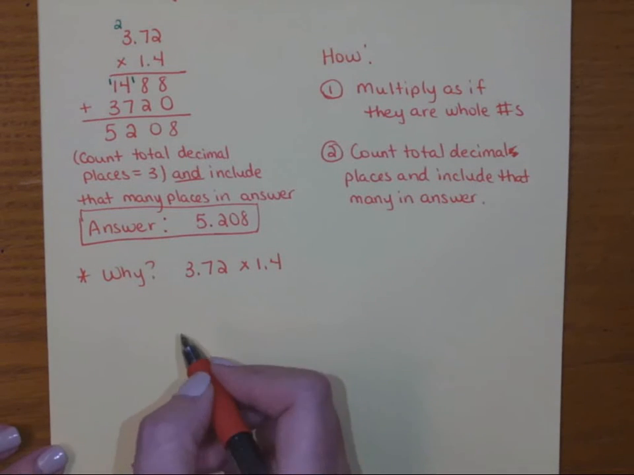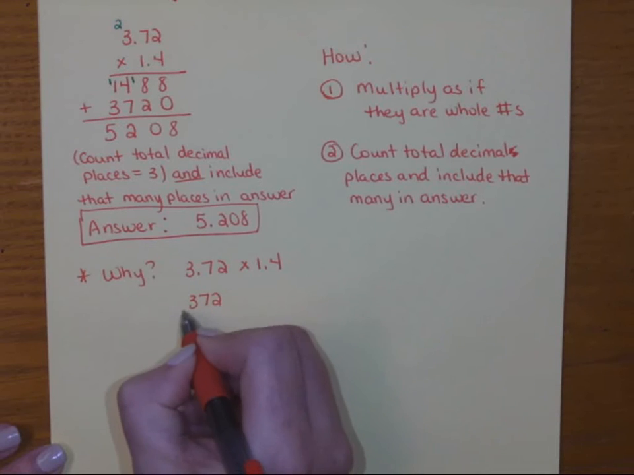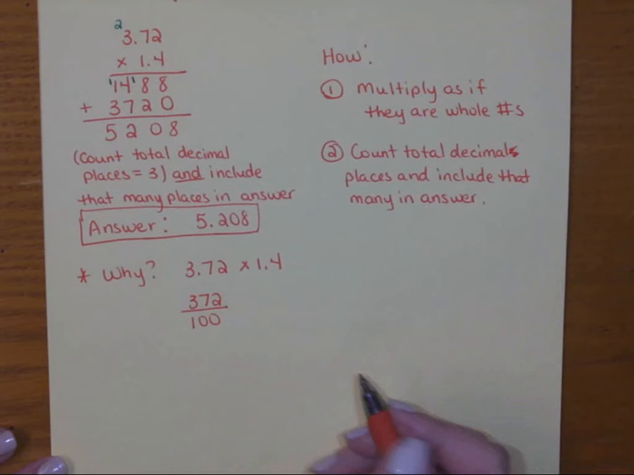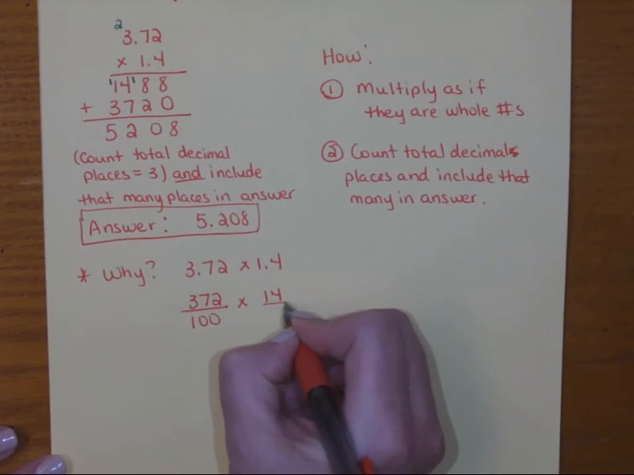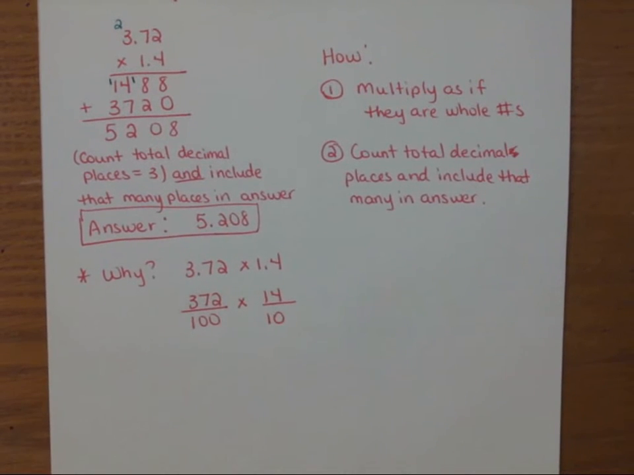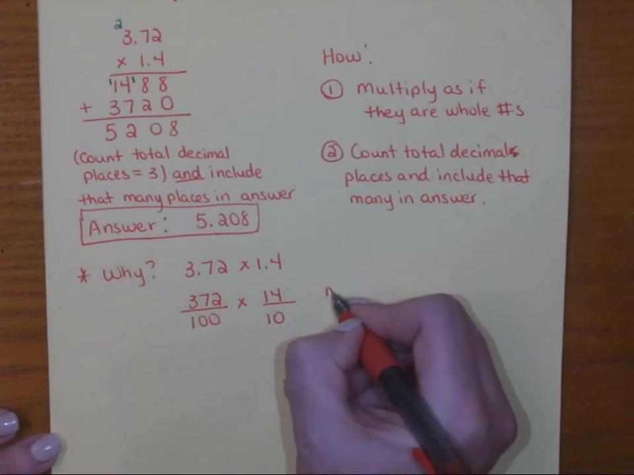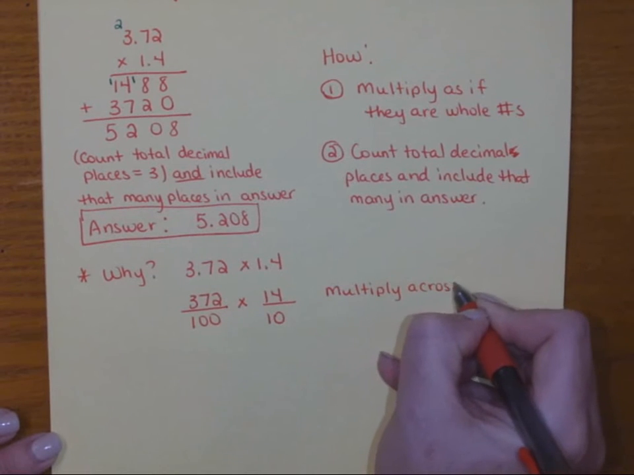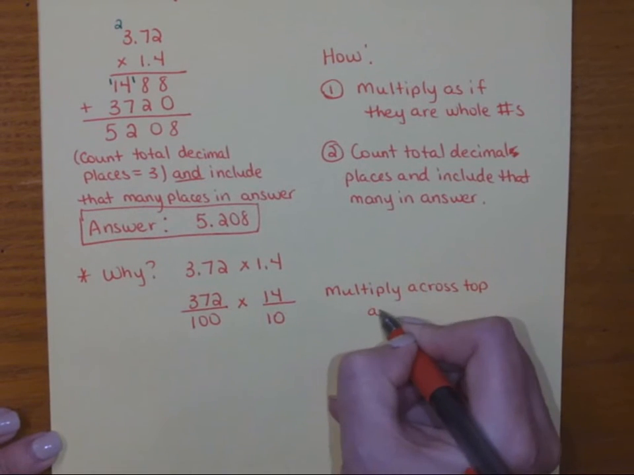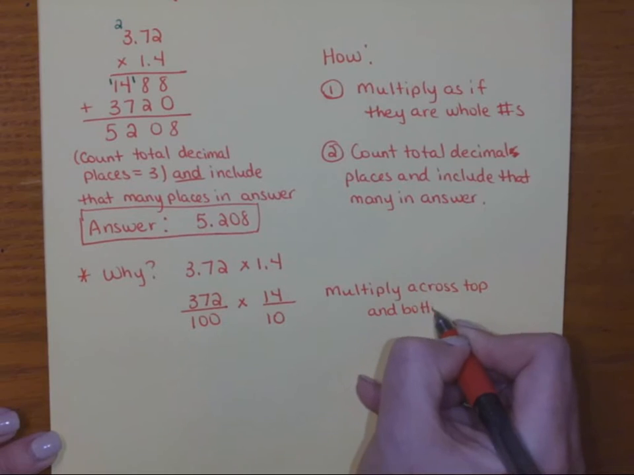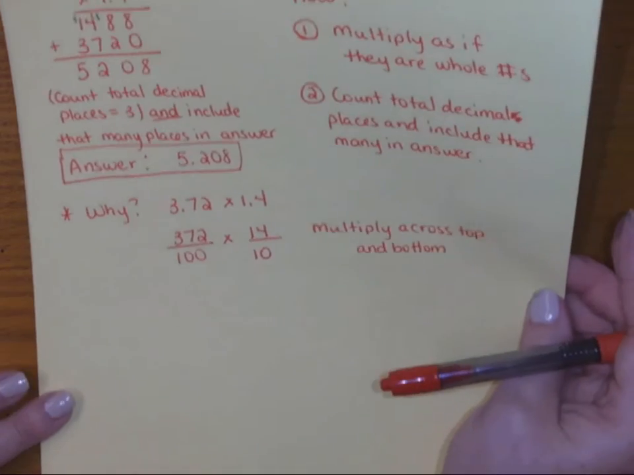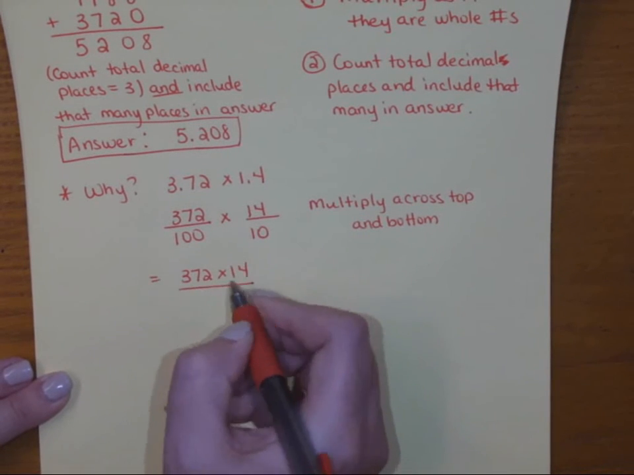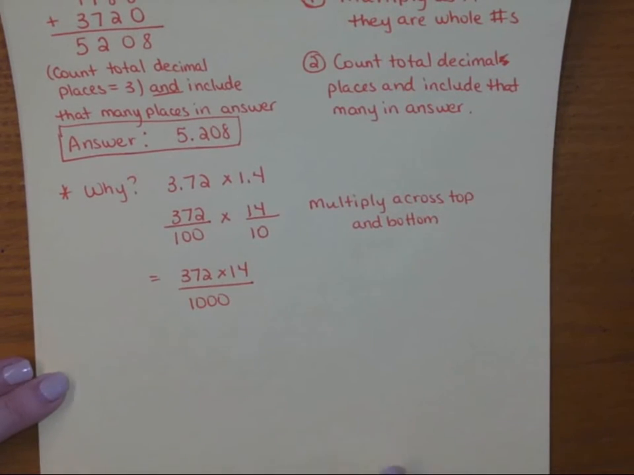Okay, so first maybe let's rewrite these as fractions. So this would be 372 hundredths because we're in the second decimal place. And then 1.4 would be 14 tenths. And then how do we normally deal with fractions when we're multiplying them? We just multiply across the top and the bottom. So let's do that. So we're going to get 372 times 14 and then divided by 1,000.